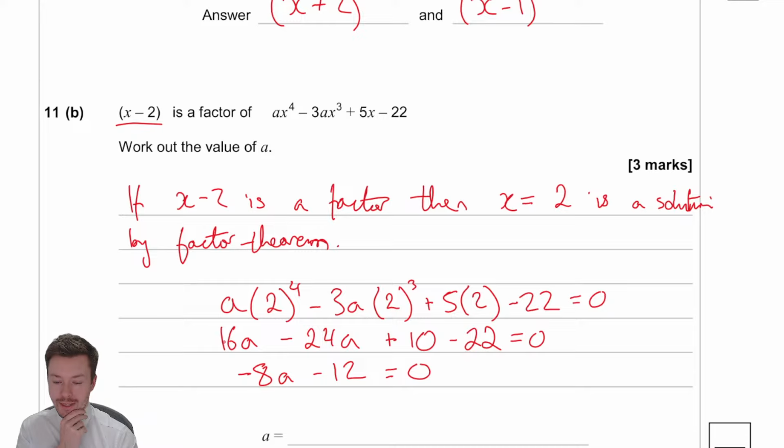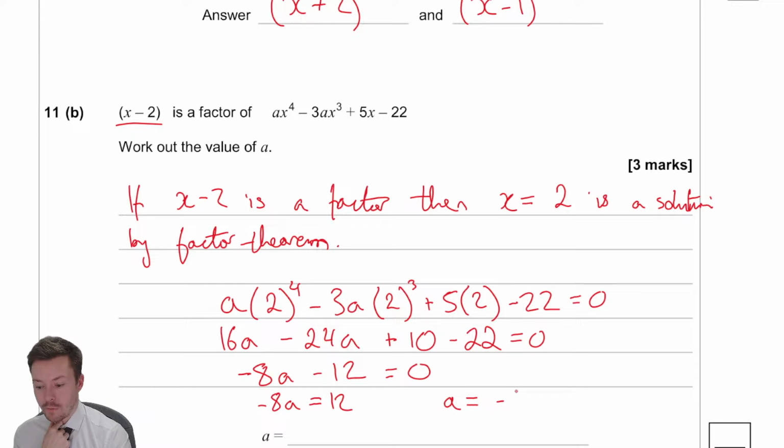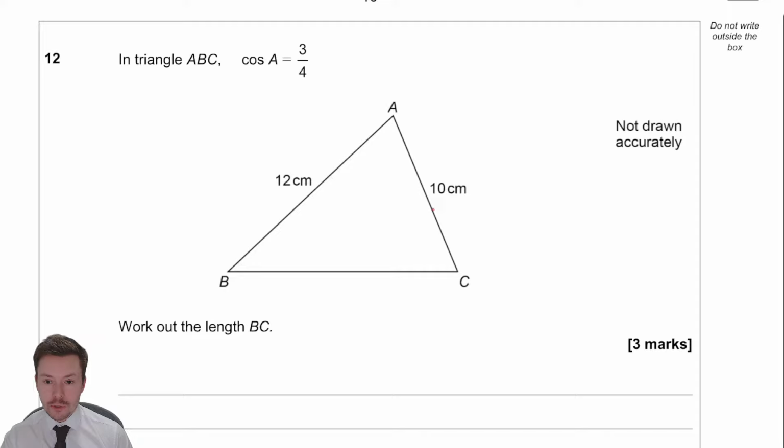Just check those numbers again. 16 take away 24 is minus 8. 10 take away 22 is minus 12. So minus 8a is equal to 12, divided by 8. And we're going to get a is equal to negative 12 over 8, which is the same as negative 3 over 2, or minus 1.5. Okay, so that's 11b there. Question 12.